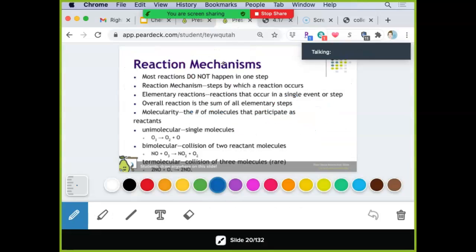Well, it's hard to see because of that other thing. The bottom one down below says 2NO and O2. So that's three things running into each other: two of the NOs and then the O2. So it's a termolecular step. Those collisions are rare, right? Because not only do you have to get all three molecules to collide, they have to collide with the right orientation, and they have to have a certain amount of energy. So those are harder to do. It's not that they don't happen, they're just not as common, okay?